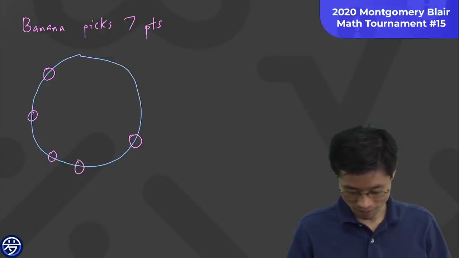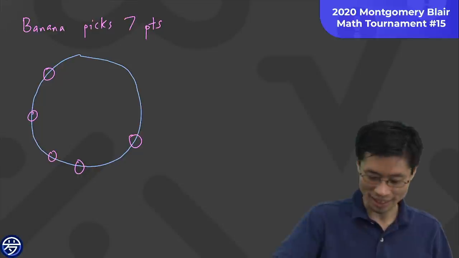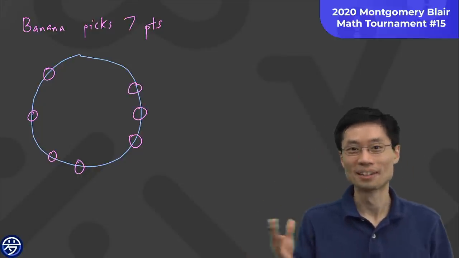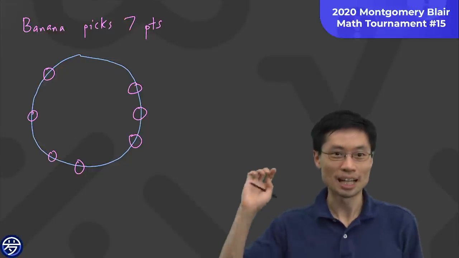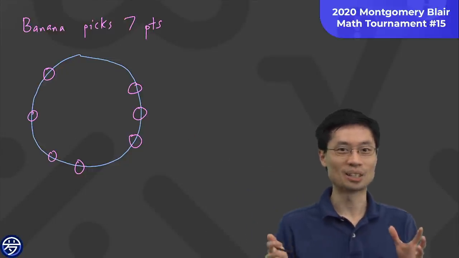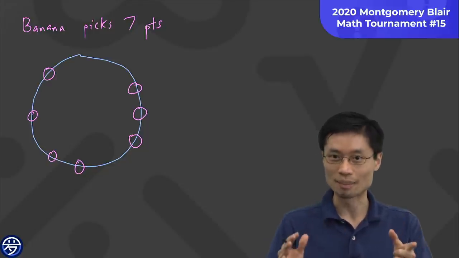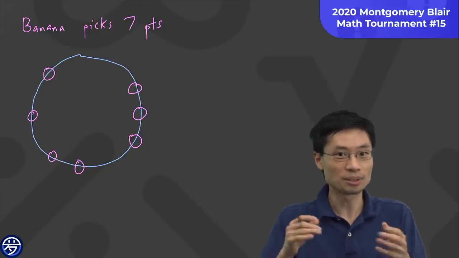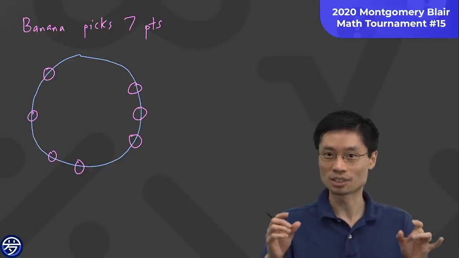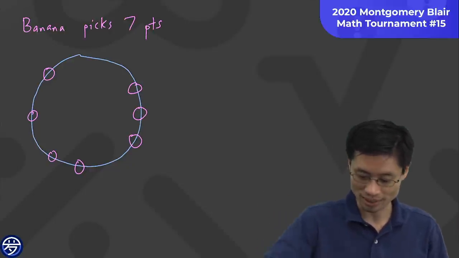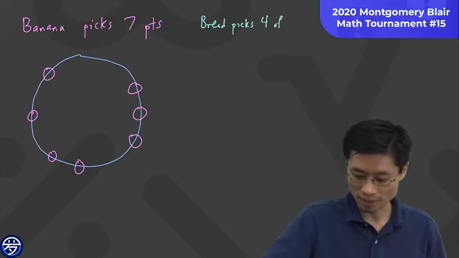How do you count? 1, 2, 3, 4, 5. Yeah, counting is hard, by the way. All right, so I've got 7 points. Now what's going to happen is after these are all down, I just want to know how many ways can bread and Ku divvy these up? And how many of those divvy ups have that the two shapes don't intersect? So remember what's going to happen. Bread is green. Bread picks 4 of them.